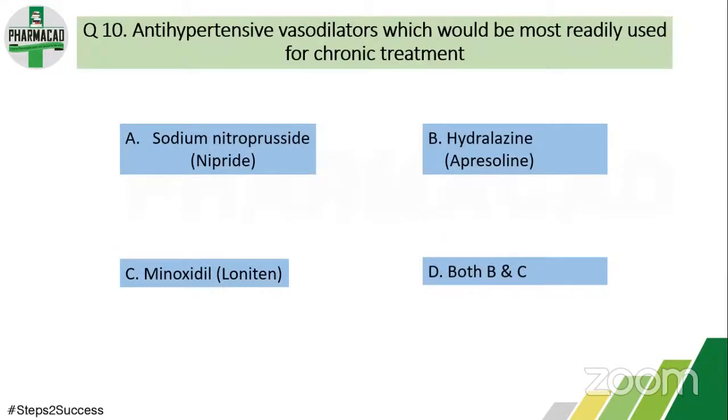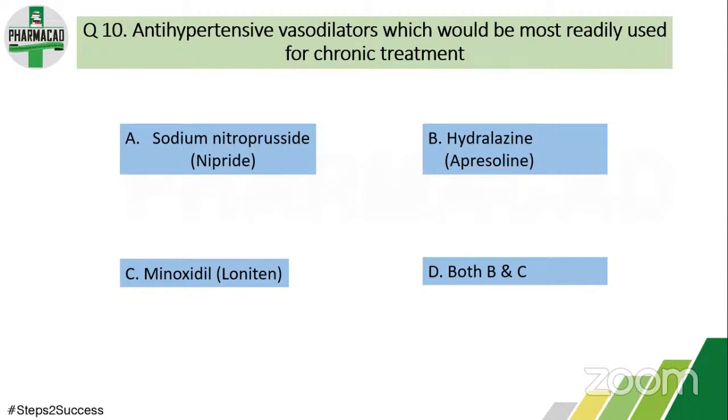So I hope the previous MCQ was clear. Let us have a look at the next one. Antihypertensive vasodilators that can be most readily used for chronic treatment. So again, we come back to the vasodilator classification.